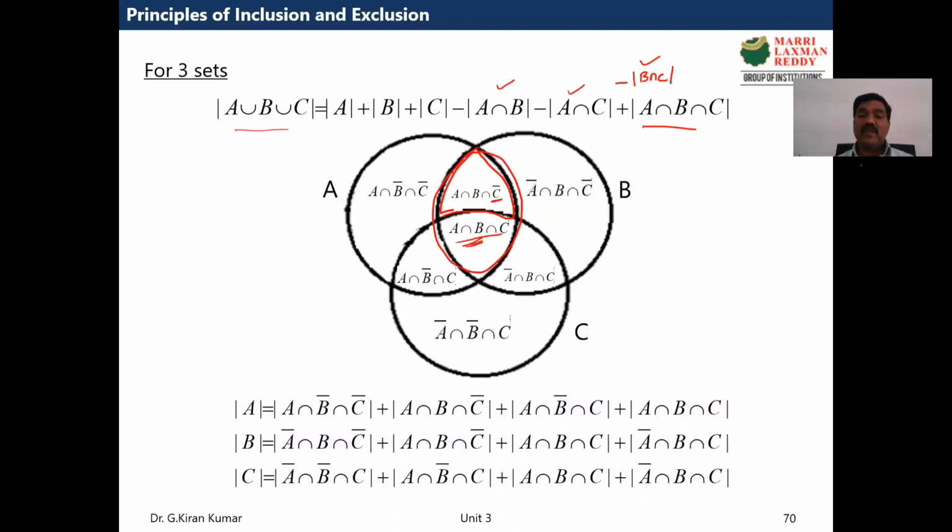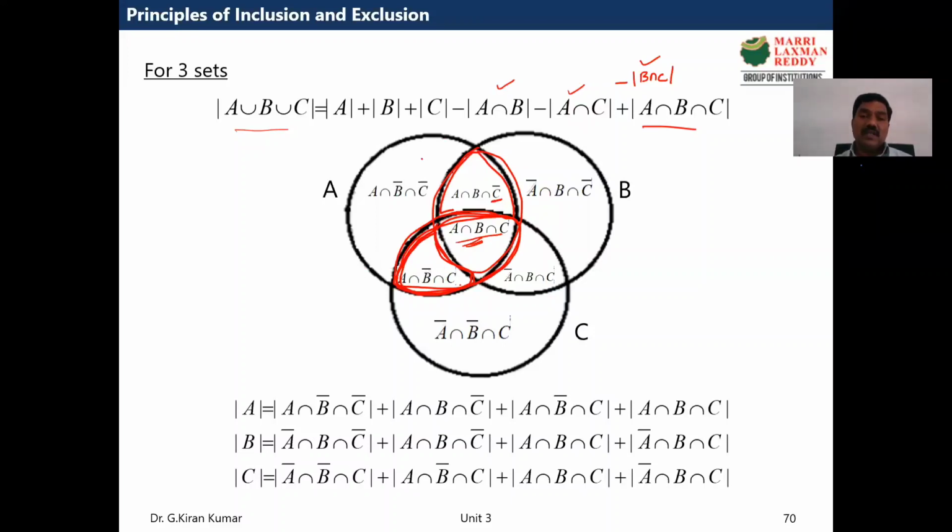Similarly, this also, it is basically what? What is this area? I'm just showing. Can anyone tell me what this area is? A intersection C. And what is this particular area? I'm just going across that. It is A intersection C only, but it should not include B. So therefore, it is A intersection B complement intersection C. Okay, hope you are understanding.